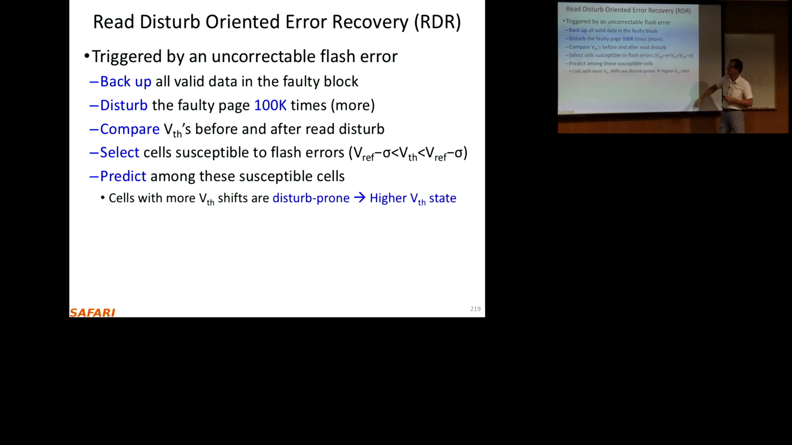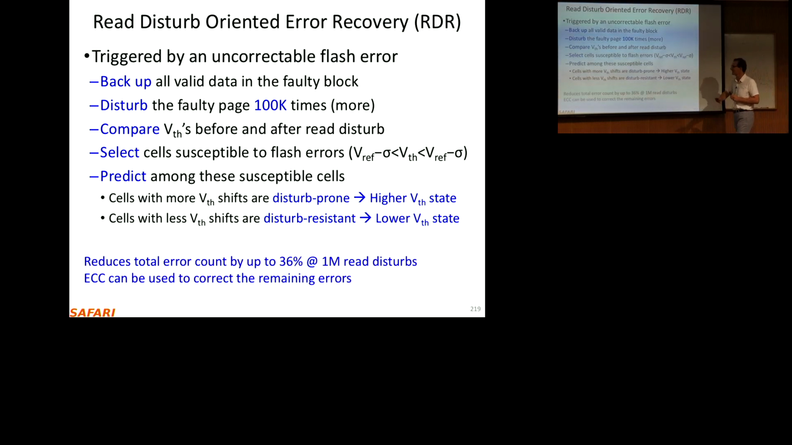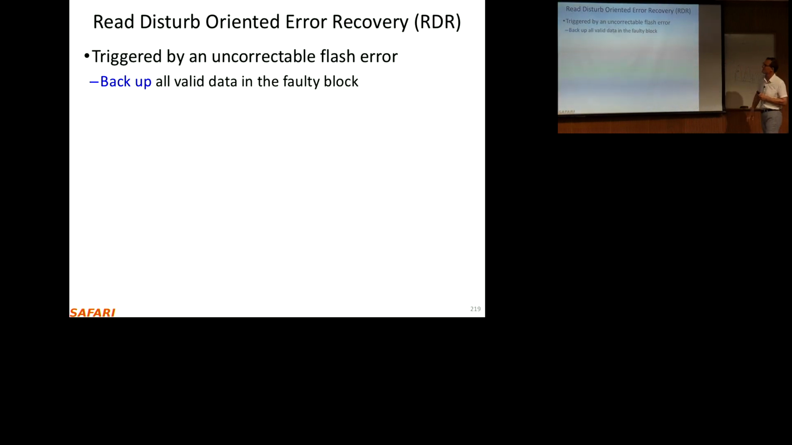Among these susceptible cells, if you see cells that have very high threshold voltage shifts, you say, oh, they're disturb prone, so they must belong to the higher threshold voltage state. And if you see cells with less threshold voltage shifts, then you guess that they're disturb resistant, so you predict that they belong to the lower threshold voltage state. And then you go back and say okay, these are the real values that I expect from this, and apply error correction again. And if your error correction passes, then that's good. So that's the idea. I described this very quickly, but it all boils down to the fact that, yes.